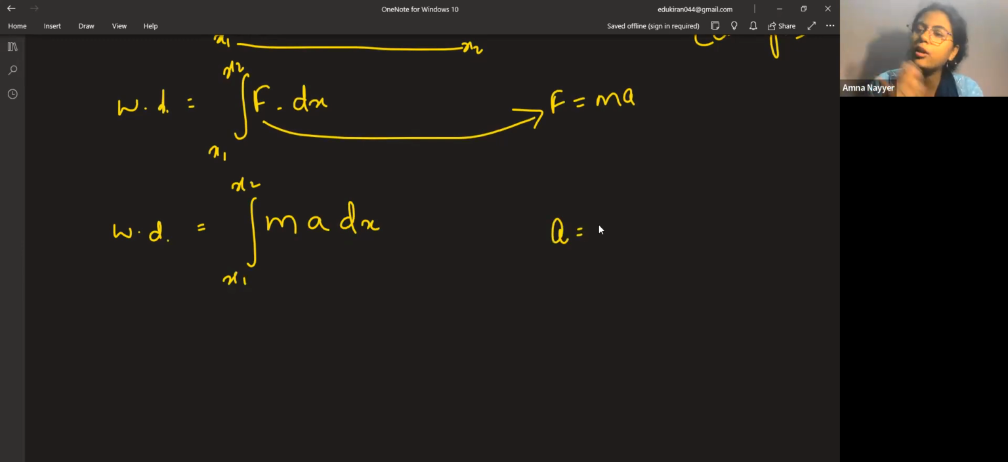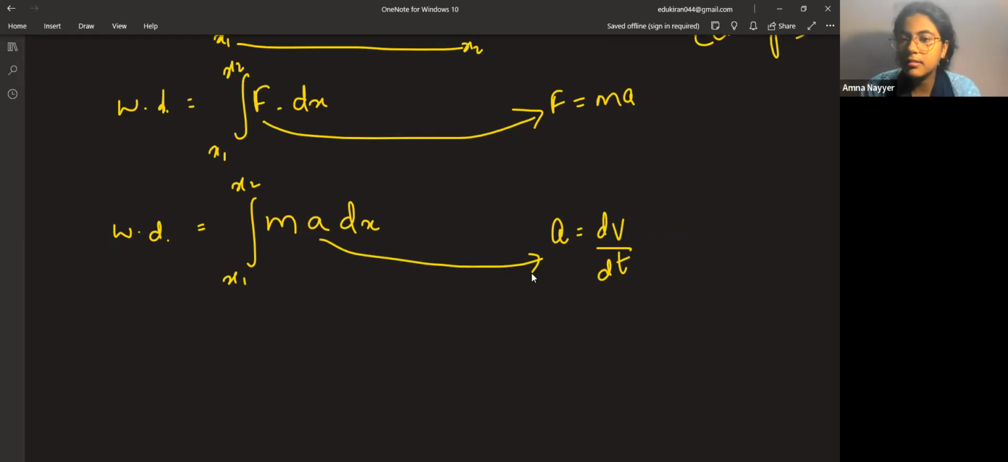Acceleration is basically the rate of change of velocity. That is dv over dt. Acceleration is dv over dt. Rate of change of velocity is acceleration. Whatever is the amount of velocity that is changing with respect to time is what is acceleration. This is what you have been studying already. So let us substitute in the values.